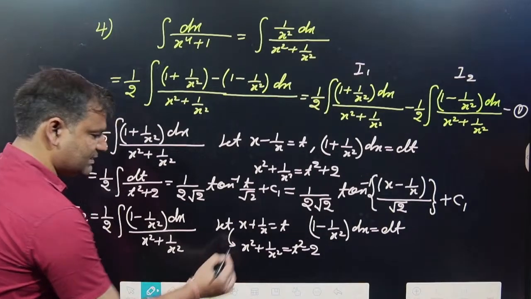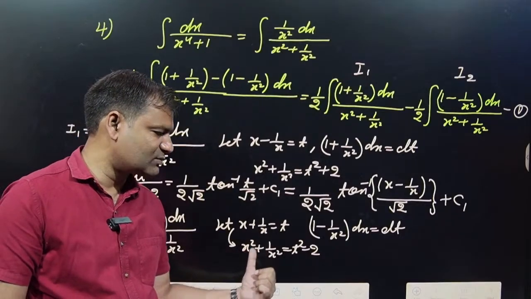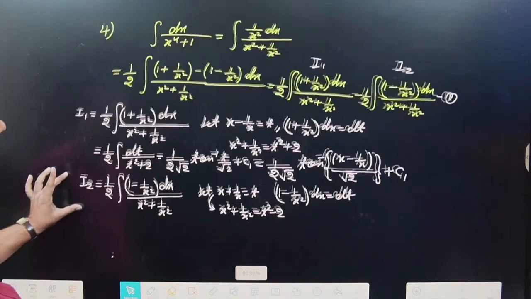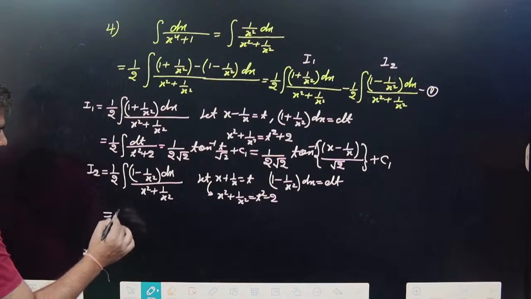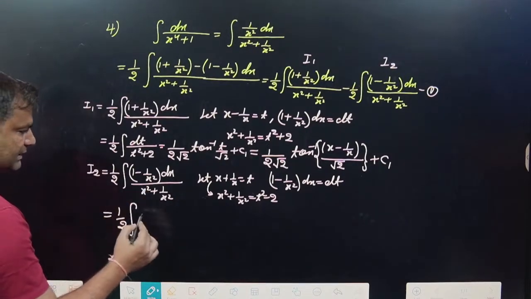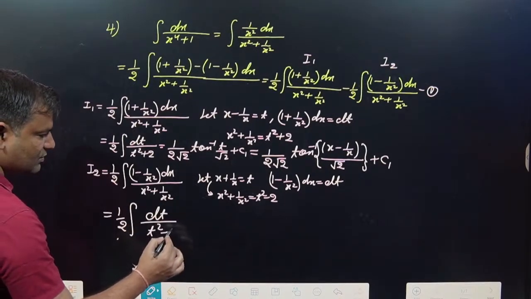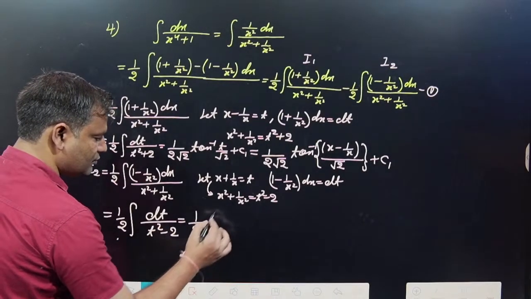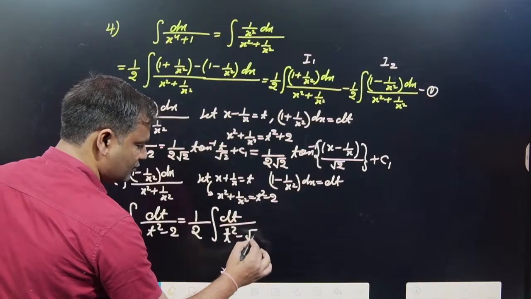Okay, if squaring both sides, then we get x square plus 1 upon x square plus 2 equal to t square. So we get x square plus 1 upon x square equal to t square minus 2. Look here very carefully. One upon 2 into integration of dt divided by how much, this one written t square minus 2. Or you can say 1 upon 2 into dt divided by t square minus root 2 to the whole square.